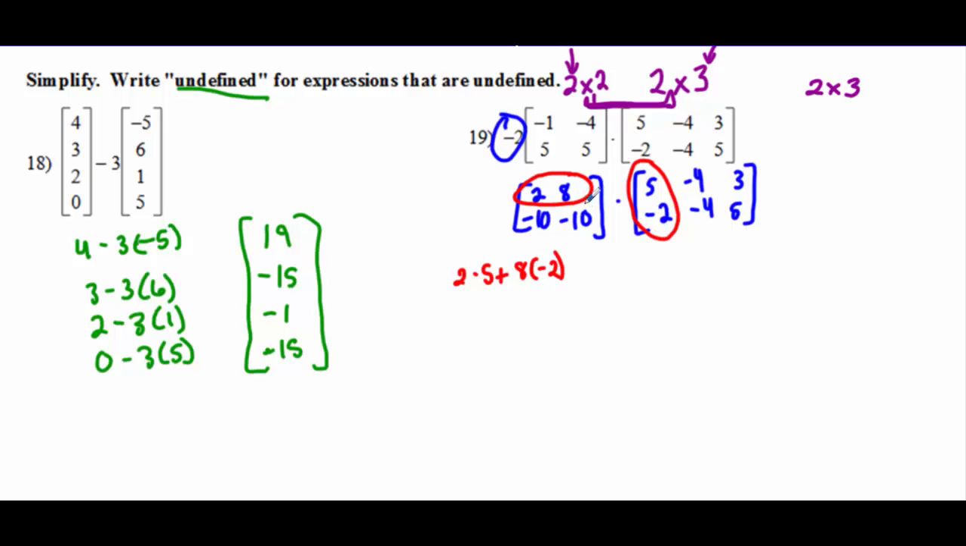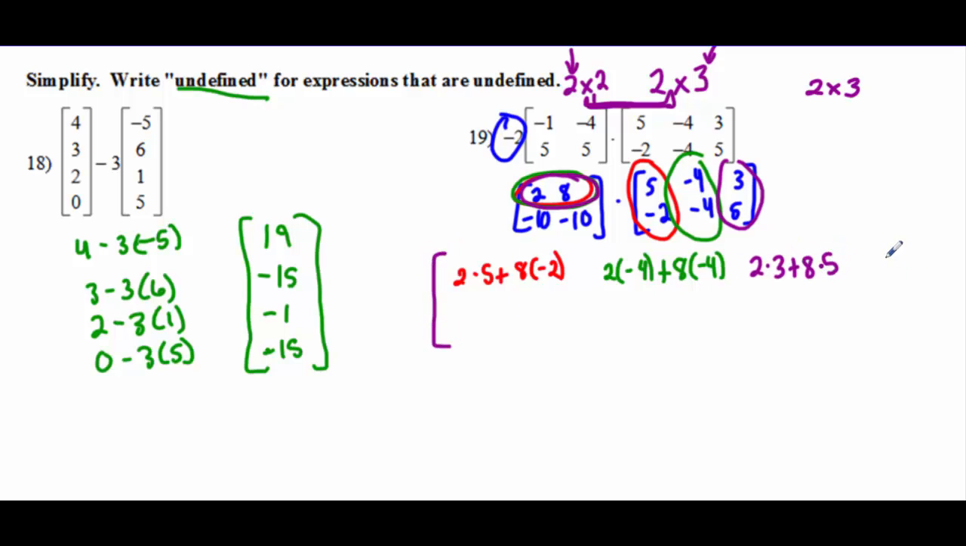So then we're going to do this row with the middle column. So 2 times -4, which is because of this -4, and then 8 times -4 because of this next -4. And then that's the middle top. So then I do this row again, now with the last column. So that's 2 times 3 plus 8 times 5. This is going to give us our first row, and then we're going to do the same exact thing, but now with the bottom row.